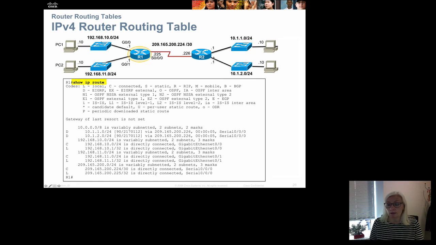Then we can also see that there are two networks over here called 10.1.1.0 and 10.1.2.0. And we can see that they have a D in front of them, which means that they have been learned by another routing protocol called EIGRP. And we can reach them by sending the information to the interface here, which is called 209.165.200.226, which is the IP address over here. So by sending the data over to this IP address, well then router number 2 will be able to route the traffic on to these two networks.